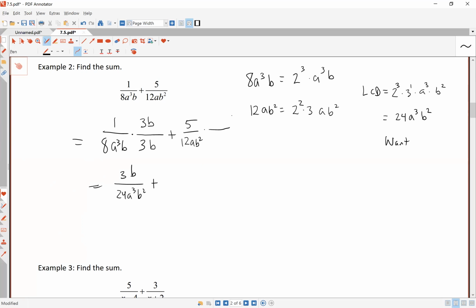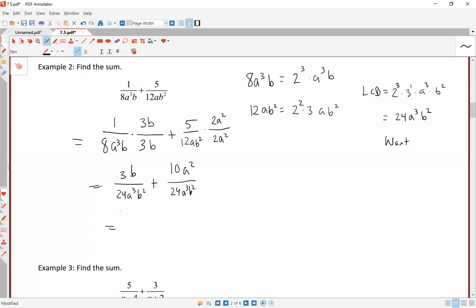All right, the next fraction, the denominator of 12ab squared, and we want 24a cubed b squared, so we're missing a 2. We want 3 a's, we have 1, so we put in another 2. We want b squared, and we have just b squared, so we multiply top and bottom by 2a squared. Multiply the numerator, giving us 10a squared divided by 24a cubed b squared.